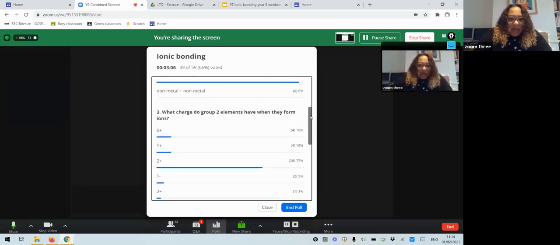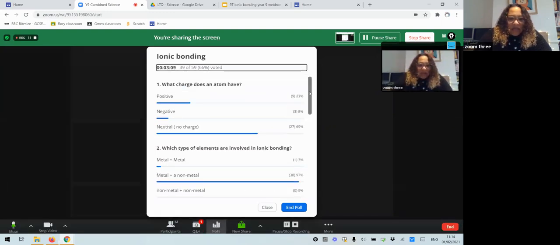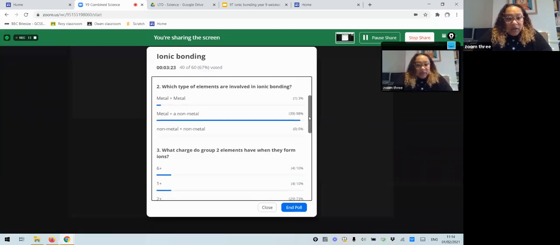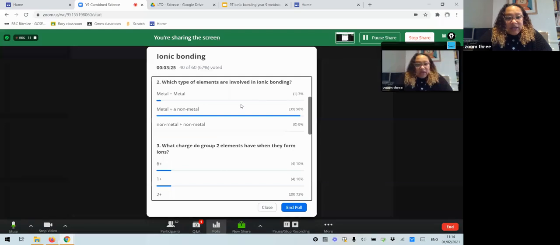So we'll go up a little bit, see how we're going. Still some of you are answering. We've had an extra minute of this, so I think we'll end it there. So you're right. Majority of you, atoms have no charge. They're neutral because they have equal numbers of positives and negatives. Which type of elements are involved in ionic bonding? Of the answers, 98% of you said a metal and a non-metal. You're absolutely right.